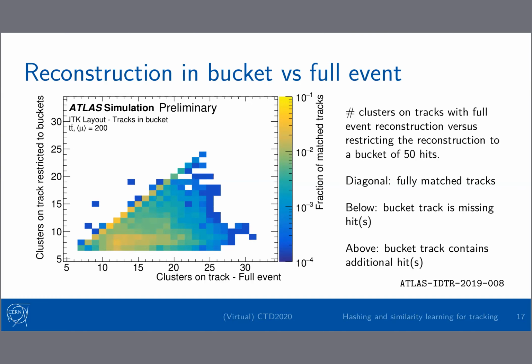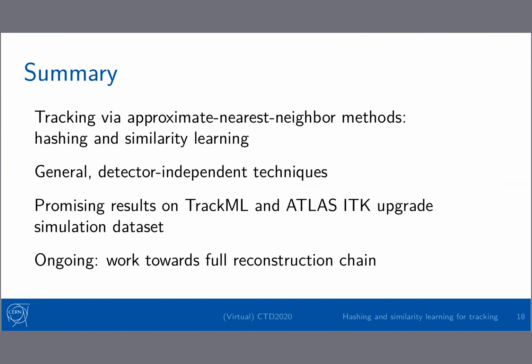So to summarize, I've shown you how to do tracking via approximate nearest neighbor methods, particularly hashing and similarity learning. This is a general, detector independent technique. It's unsupervised, so it doesn't depend on any particular knowledge that you need. And it shows quite promising results on TrackML and Atlas ATK datasets. We're currently working on getting this towards a full reconstruction chain. So finally, we can do a comparison of everything to everything else. And with that, I want to close and thank you all for listening.